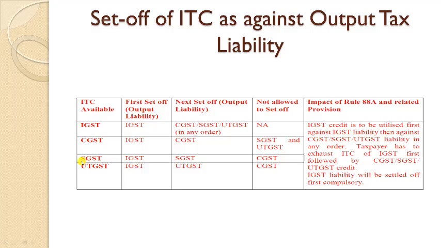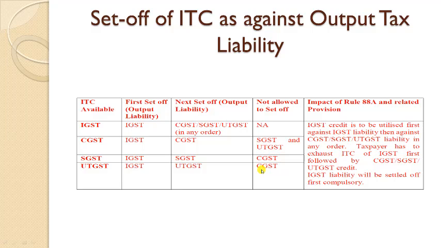The tax credit available under CGST cannot be set off against SGST or UTGST. What happens when the input tax credit is available under SGST? Once again, it can be first claimed as against IGST, as against the output tax liability of IGST. Next, it can be set off against output tax liability of SGST. But once again, please remember, it cannot be set off against CGST. Union Territory GST, whatever input tax credit is available, can be first set off against output tax liability of IGST. The remaining amount can be claimed or set off against Union Territory goods and services tax.